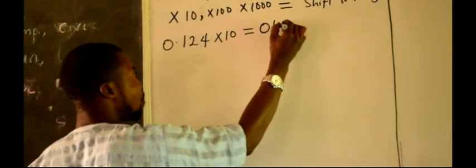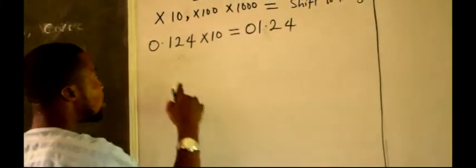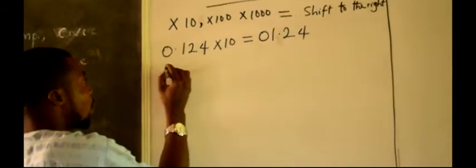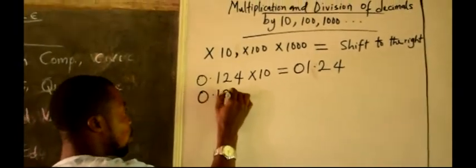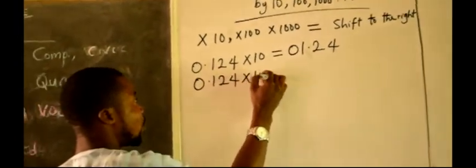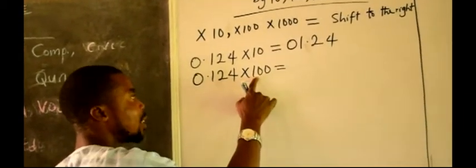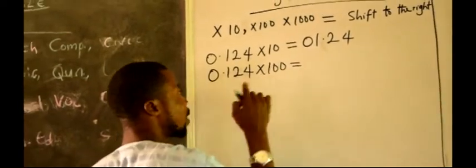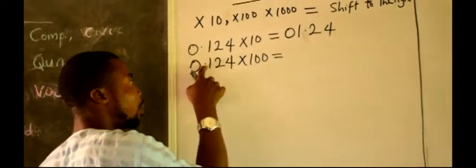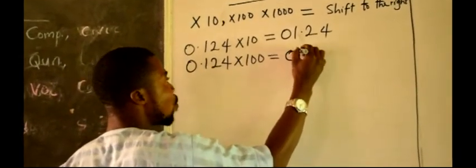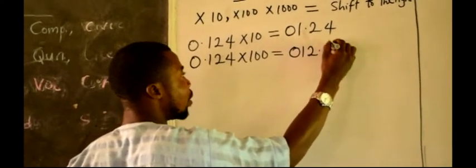If it jumps to the front, it will become 1.24. It will jump one number. But if it is 0.124 times 100, it will jump two numbers. How many 0s has 100? It is 2. So the point will jump two numbers, 1, 2, and stay. That is 12.4.